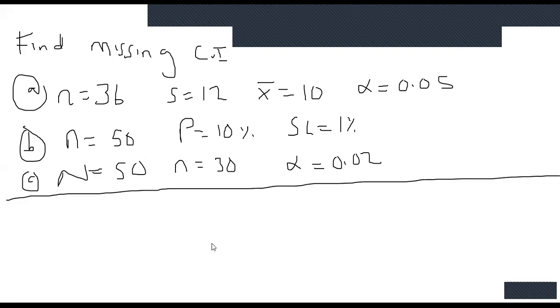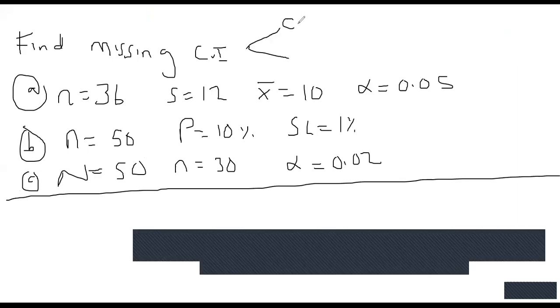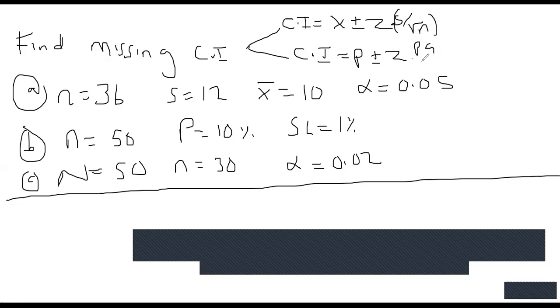We only have two formulas for confidence interval. Like I said, it's either a proportion or a sample. For a sample, it's simply mean plus minus Z, standard deviation over square root of n. If you're dealing with a proportion, the confidence interval is simply the proportion plus minus Z times the square root of p times q over capital N. Sometimes we're not given p. Your p is simply what? The small n over big N.